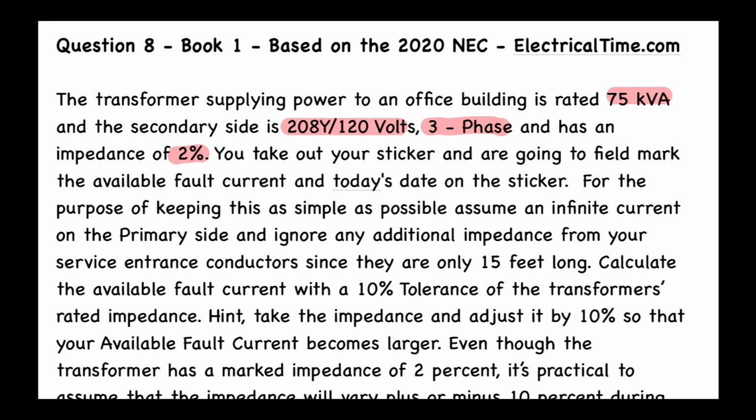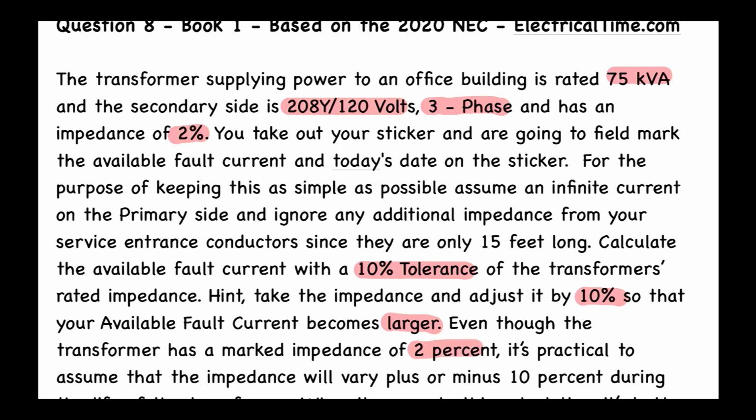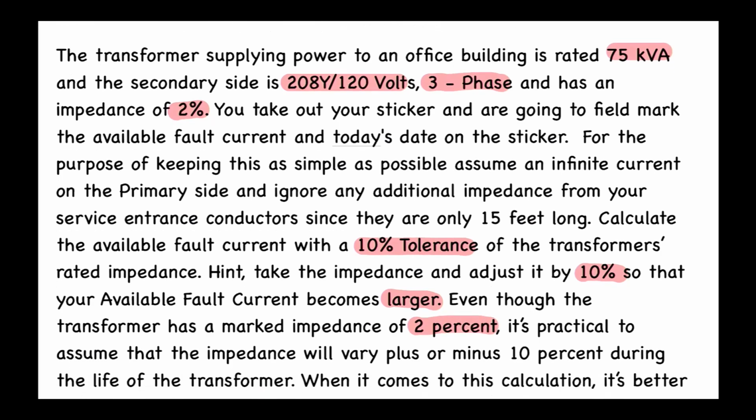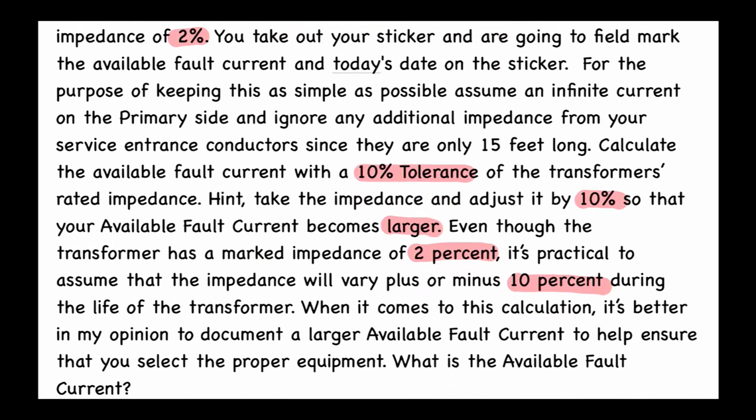Calculate the available fault current with a 10% tolerance of the transformer's rated impedance. Hint, take the impedance and adjust it by 10% so that your available fault current becomes larger. Even though the transformer has a marked impedance of 2%, it's practical to assume that the impedance will vary plus or minus 10% during the life of the transformer. When it comes to this calculation, it's better, in my opinion, to document a larger available fault current to help ensure that you select the proper equipment. What is the available fault current?